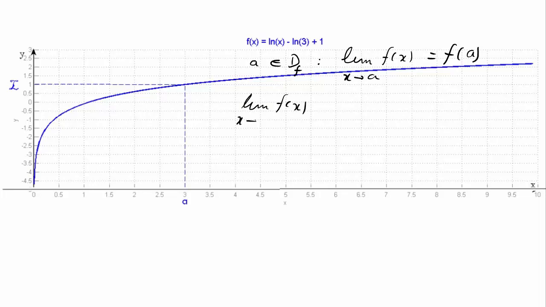Like this value, a equals 3, we can calculate the limit. And for such value, where a belongs to the definition set of the function, the limit of f of x as x approaches a is simply the value of the function at this value of x. For example, here, the limit of the function as x approaches 3 is f of 3, as you can see here. And now the task is to apply the definition on this case.